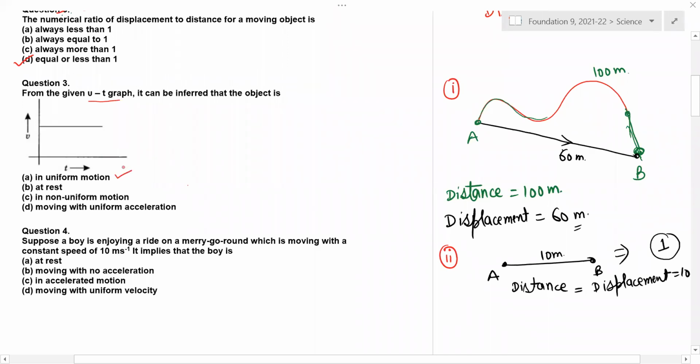The object is moving, it's in uniform motion. It is a velocity-time graph, not a distance-time graph. Very good. It is a velocity. Continuously the object is moving with the same speed.